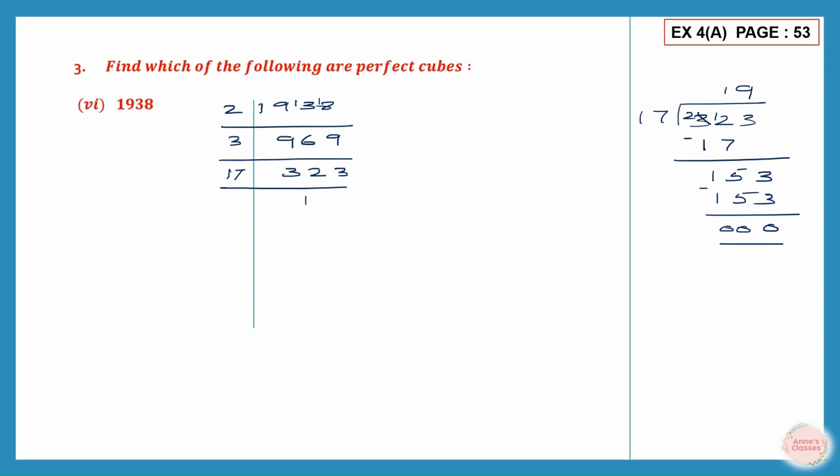So we get 19, and as you can see 19 is also a prime number, so we have to divide this 19 by 19, and it is 1. Now the prime factors of 1938 are 2 into 3 into 17 into 19. So as you can see children, we are not able to form triplets with any of these numbers. That means 1938 is not a perfect cube.